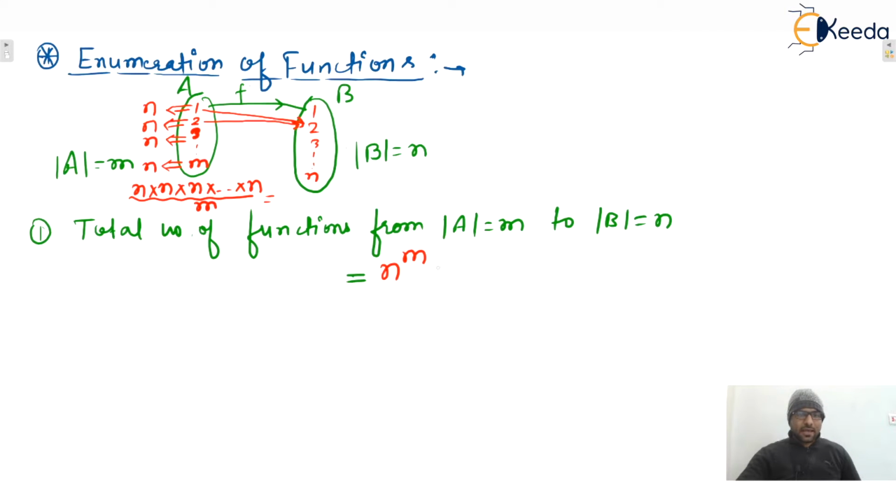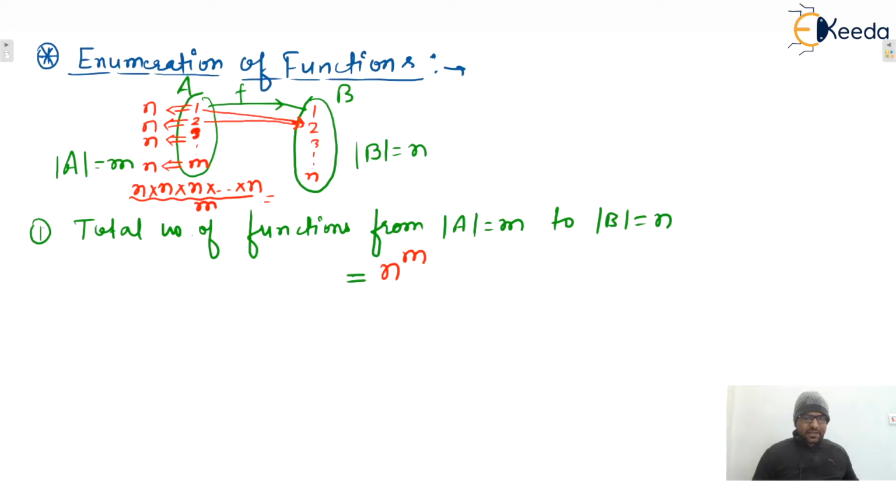So we can say that total number of functions from set A to set B, where cardinality of set A is m and cardinality of set B is n, is equal to n raised to power m, isn't it? I hope this one is clear to everyone, because every element inside set A has n number of choices, so total m elements are there, so total combinations will be n raised to power m. I hope this one is clear to everyone.